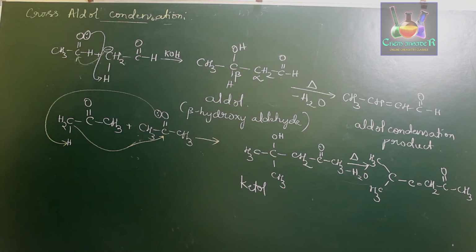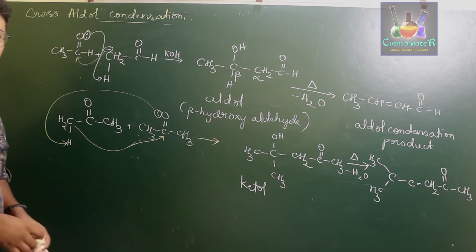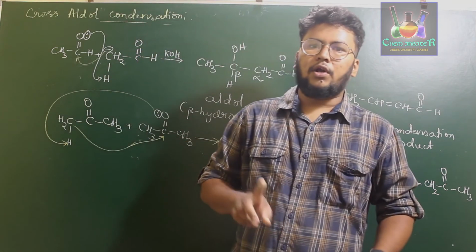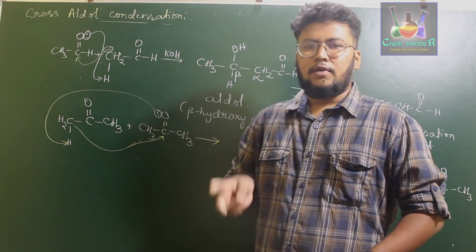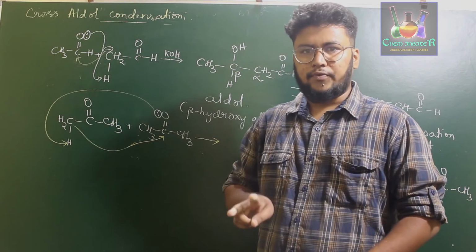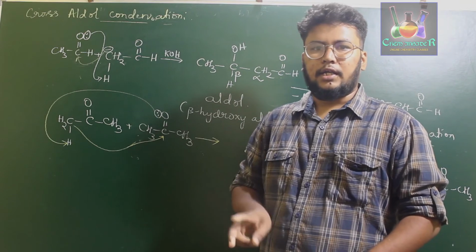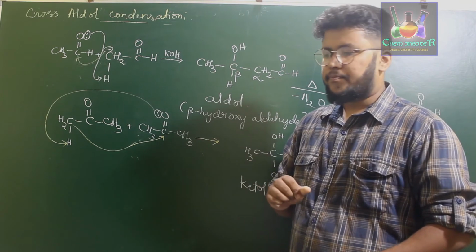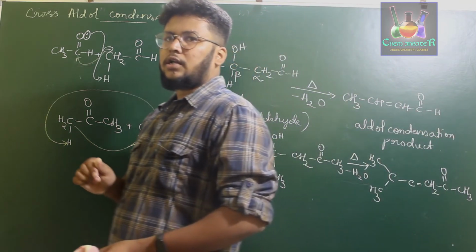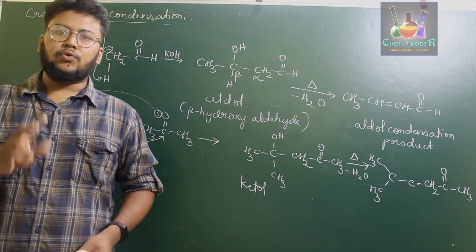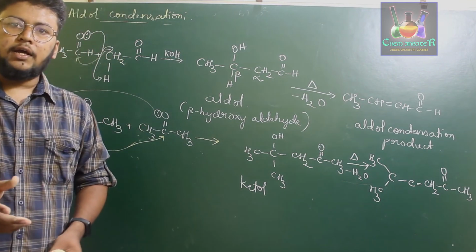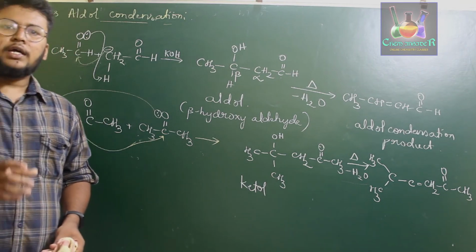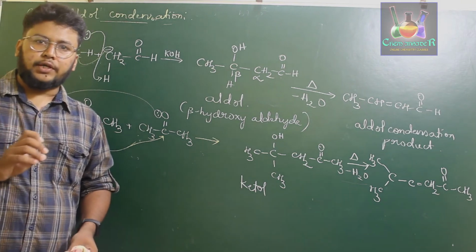Cross aldol condensation is a process where we use either two different aldehydes or two different ketones or an aldehyde and a keto group. If you use two different aldehydes or two different ketones or an aldehyde and a ketone, then that condensation is called the cross aldol condensation. And further, in this cross aldol condensation, if you are using two groups, either a ketone or an aldehyde, both having an alpha hydrogen, they lead to the formation of four products.